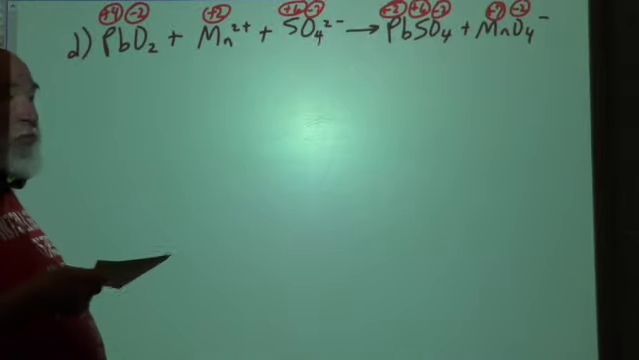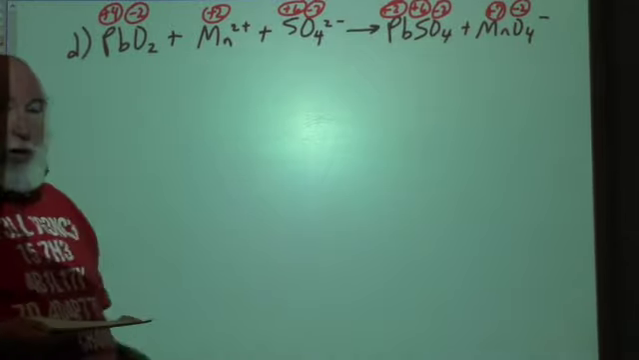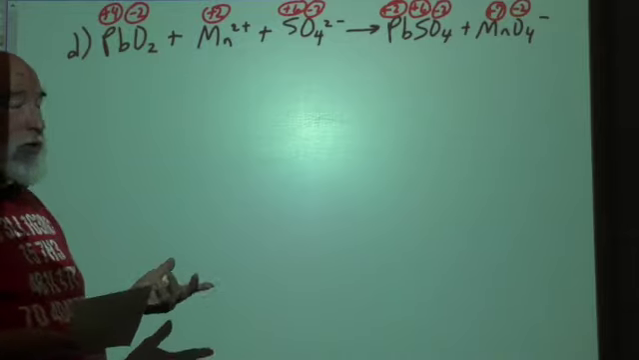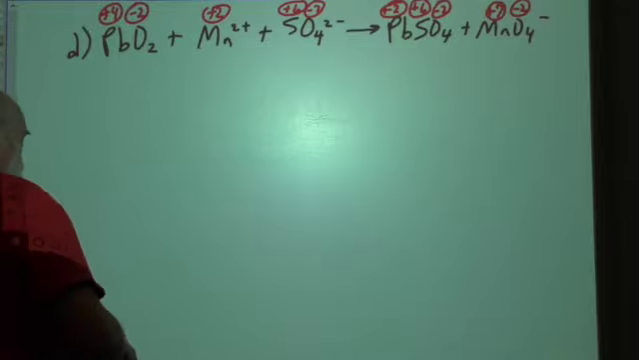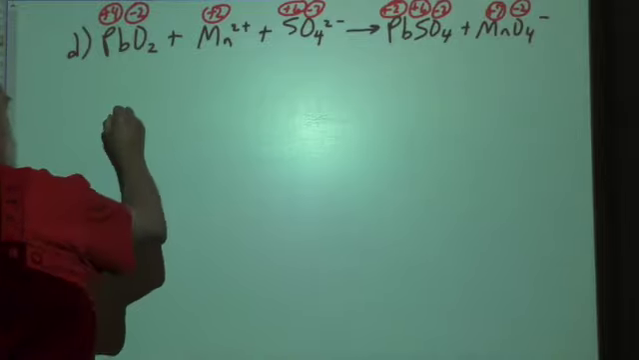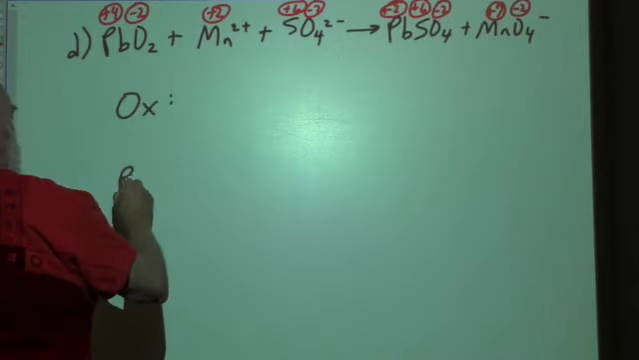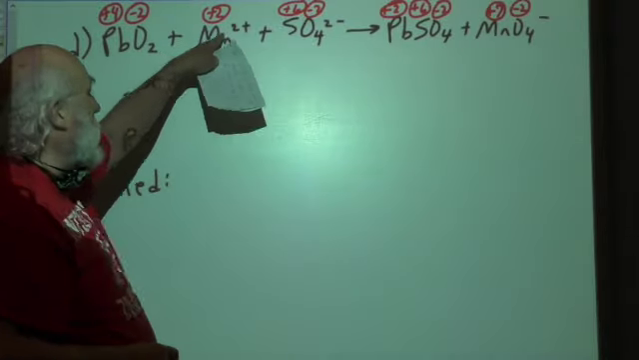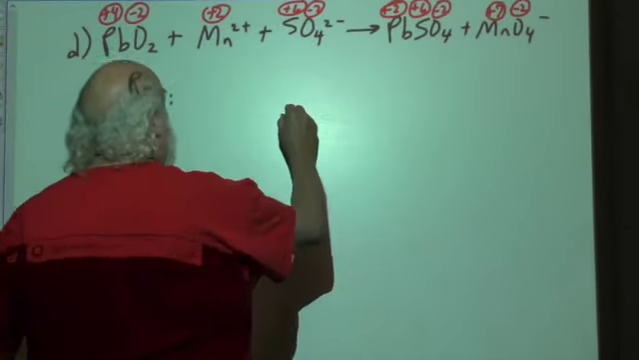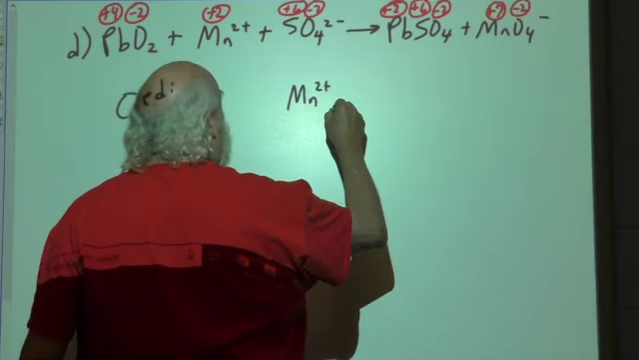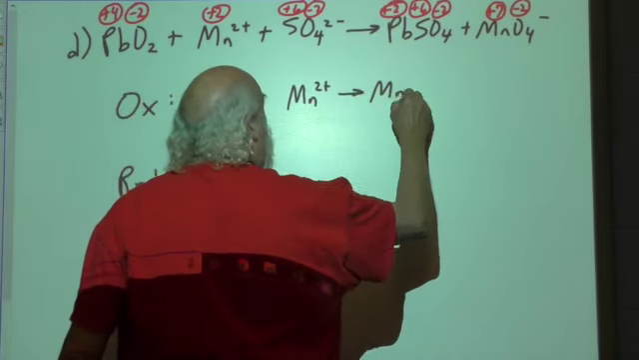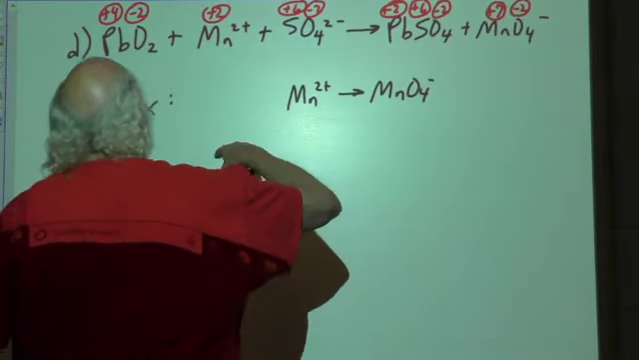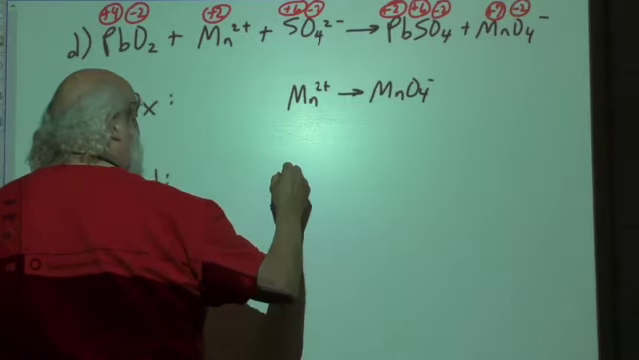You've already done this in your previous homework. This is what you should have gotten for your values, and most likely you already had this all corrected before you started doing this. Hopefully you have. So we need to identify the oxidation reaction and the reduction reaction. In this case, since manganese is going from 2 to 7, this is going to be Mn2 positive yields MnO4 negative, and then for reduction, PbO2 to PbSO4.